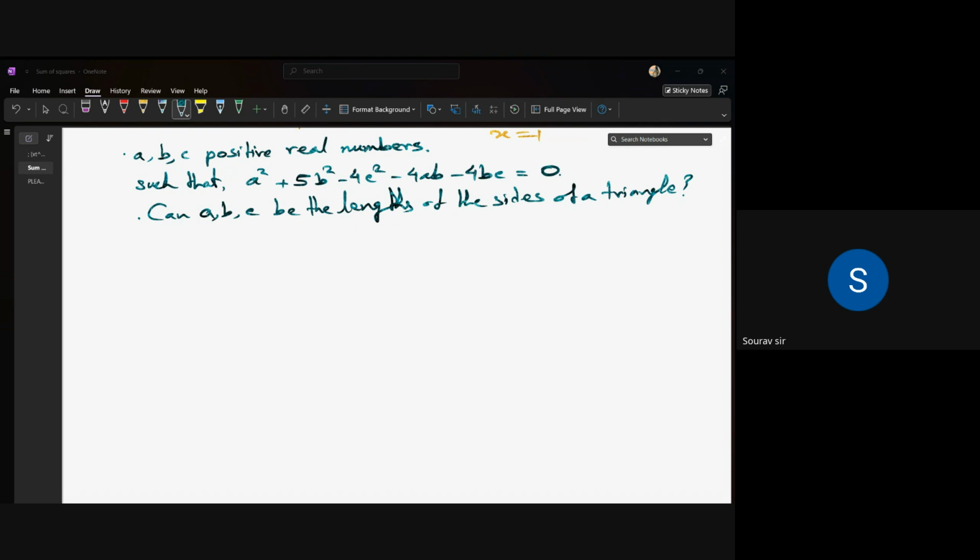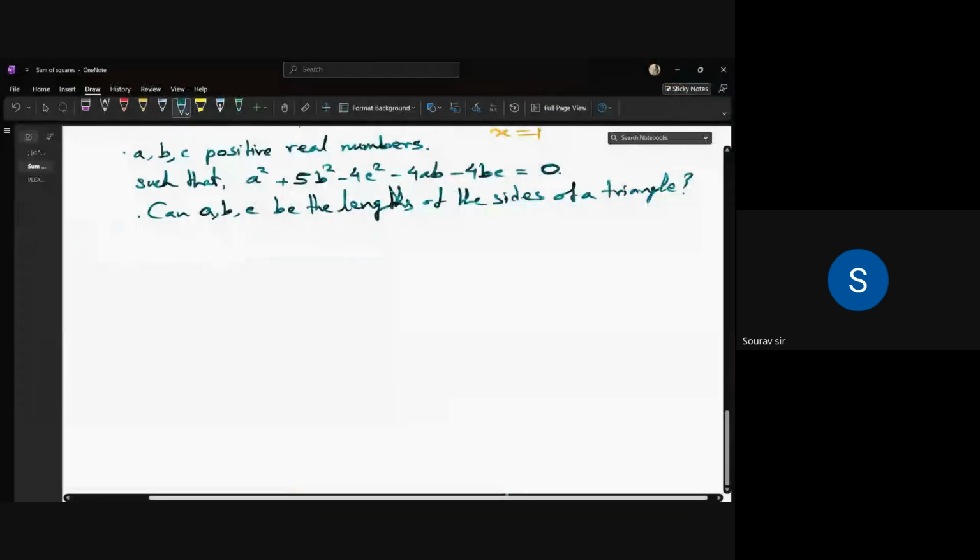So does anyone have any idea, or should I solve it? Hello. Okay. I am starting to solve it. So what can we do in this question?